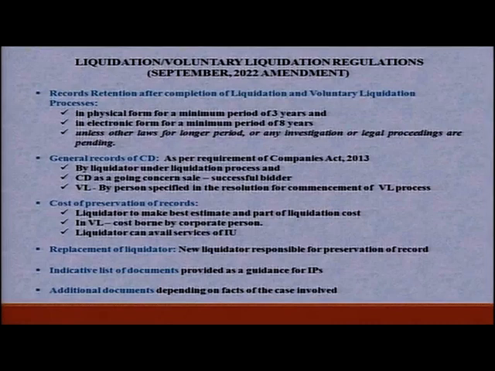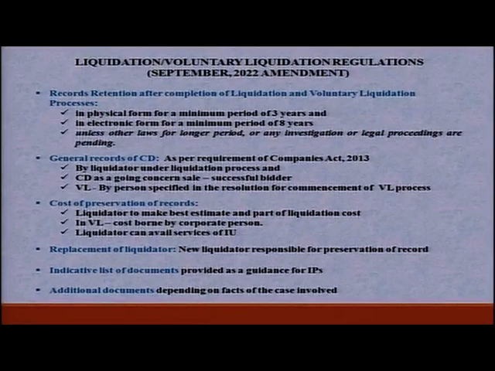After that, in case of voluntary liquidation, it is important that a person shall be specified in the resolution while commencing the voluntary liquidation. So during the initiation only, it has to be clarified which person will preserve the records after the closure of the voluntary liquidation process.